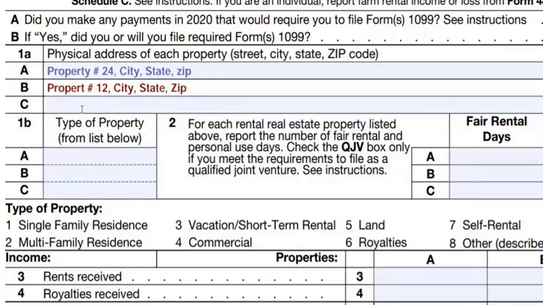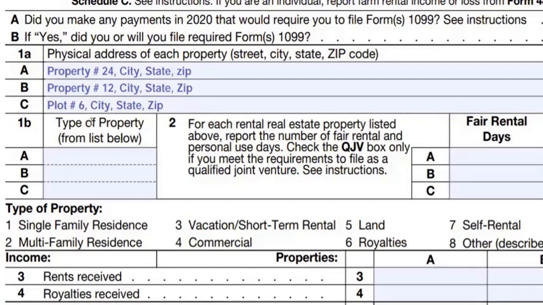Now maybe the borrower only has two properties, and there is one plot, it could be plot number 6, city, state, and zip. Good. These are just the addresses. Now we are coming to the schedule and we are able to see there are three properties the borrower has: property 24, property 12, and plot number 6.